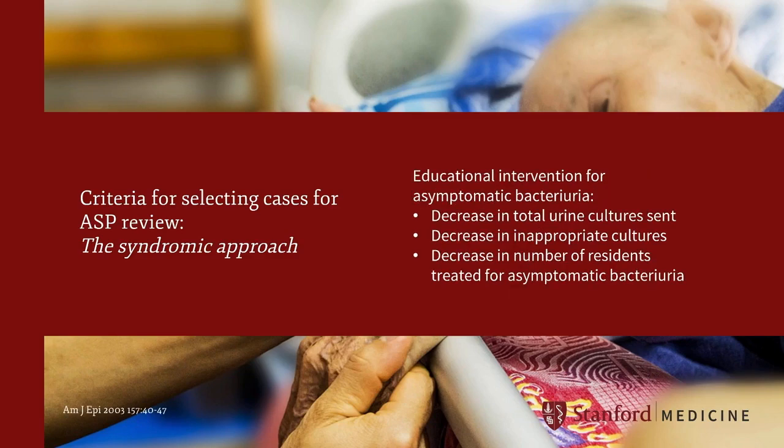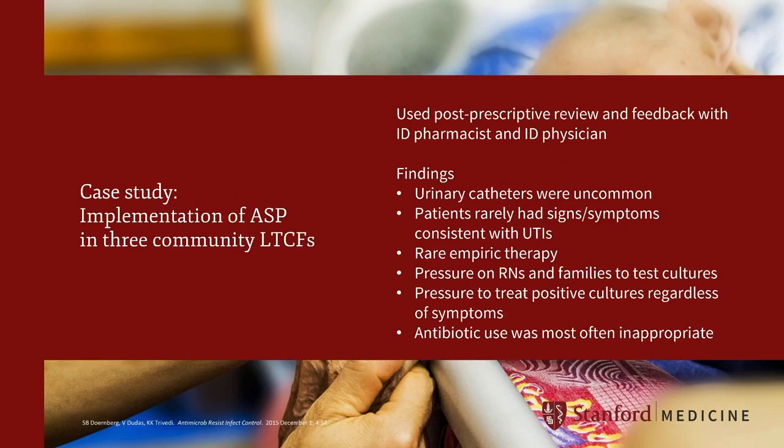This study looked at an educational intervention targeting the diagnosis and treatment of asymptomatic bacteriuria. Study investigators educated nurses on when to send a urine culture and doctors on asymptomatic bacteriuria and when it was appropriate to treat a urinary tract infection. This educational intervention was effective in decreasing total urine cultures sent, decreasing inappropriate cultures, and decreasing the number of residents treated for asymptomatic bacteriuria. Another study that I was involved with implemented a formal antibiotic stewardship program in 3 community long-term care facilities, utilizing post-prescriptive review and feedback with an ID pharmacist and an ID physician.